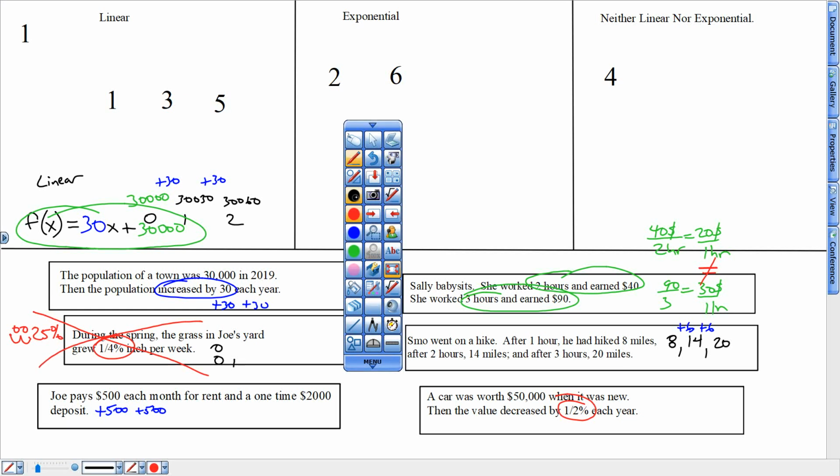Next one. Looking at this guy here, 500 is the 0 term. I'm sorry, 2,000. Going up by that 500 each month. So this gives me 2,500. This gives me 3,000. That is linear. So here's my equation. Equals that 500 in front of x plus that green 2,000.